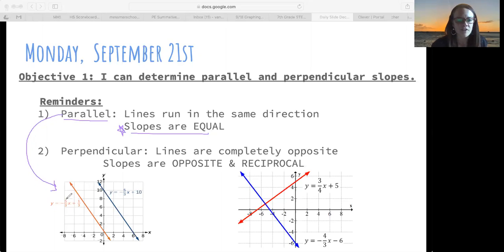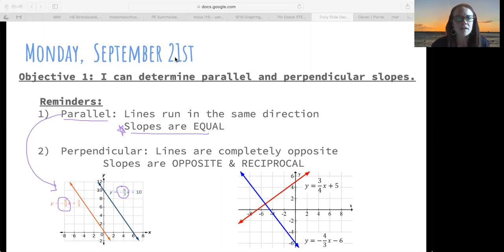So if you look down here, you can see that the slope of the red line is -5/3, and so is the slope of the blue line. So that's the important thing to learn about parallel slopes today, is that they are equal. They never intersect each other because they are exactly the same. They're always going to run in the same direction, same slope.